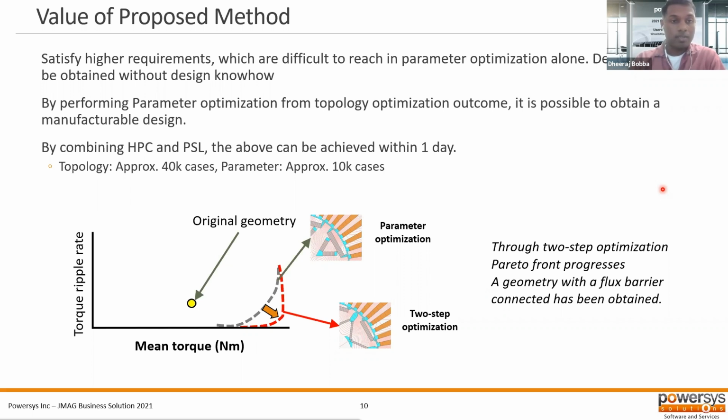For example, in this case, we are looking at about 40,000 designs on the topology optimization, and approximately 10,000 designs on the parametric optimization. This just gives an idea of how the Pareto front changes by using just the parametric optimization, and the red one being the two-step optimization.